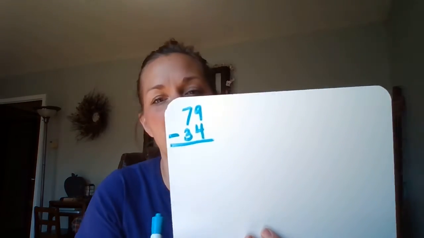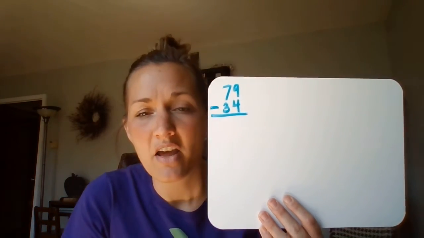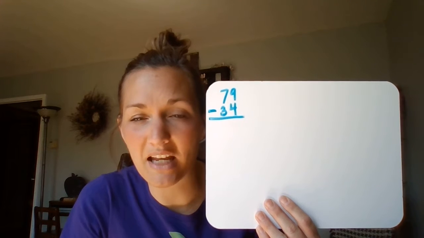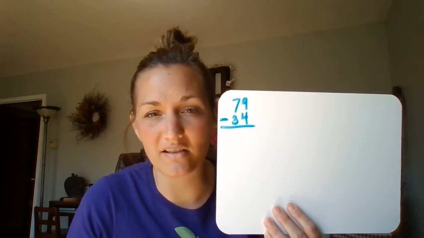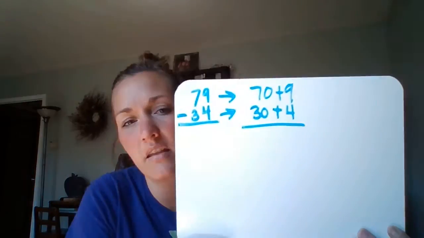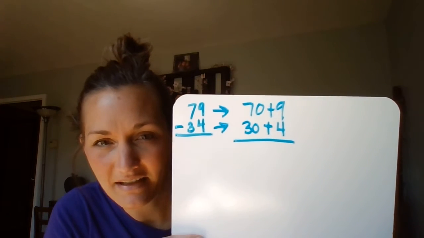So we have the number 79 minus 34. The first thing that we want to do is expand our numbers. Now remember, when we go to expand, that means we need to do our tens and our ones. So I'm going to do both of those for you. 79 would become 70 plus 9. 34 would become 30 plus 4. There are my numbers expanded now.